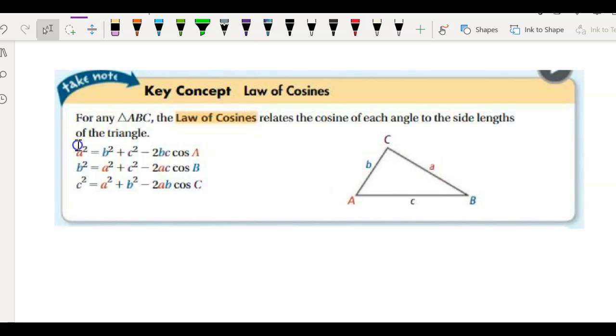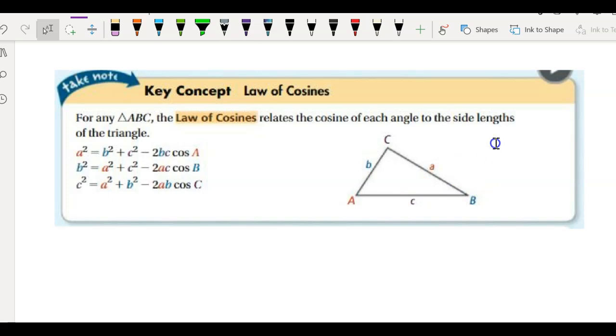So let's say a squared is equal to b squared plus c squared minus 2 times b times c times the cosine of A. See if we can notice a pattern. The other is in terms of b. So we have b squared is equal to a squared plus c squared minus 2 times a times c times the cosine of b.